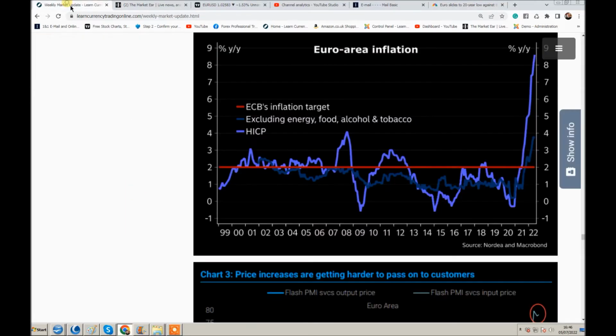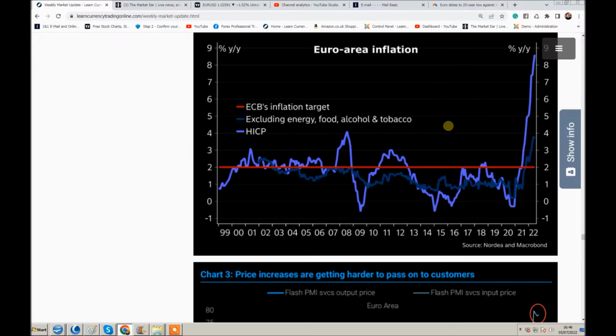I just want to quickly flick through some other charts, just to go through my views of why we're just ultra bearish. Euro area inflation, you can see it's just gone parabolic to the upside. Obviously, the Russia-Ukraine crisis has been a lot to blame for the spike in inflation. The ECB are going to raise interest rates. That's what the market believes. Market is pricing a rate of 1.5% by the end of the year.